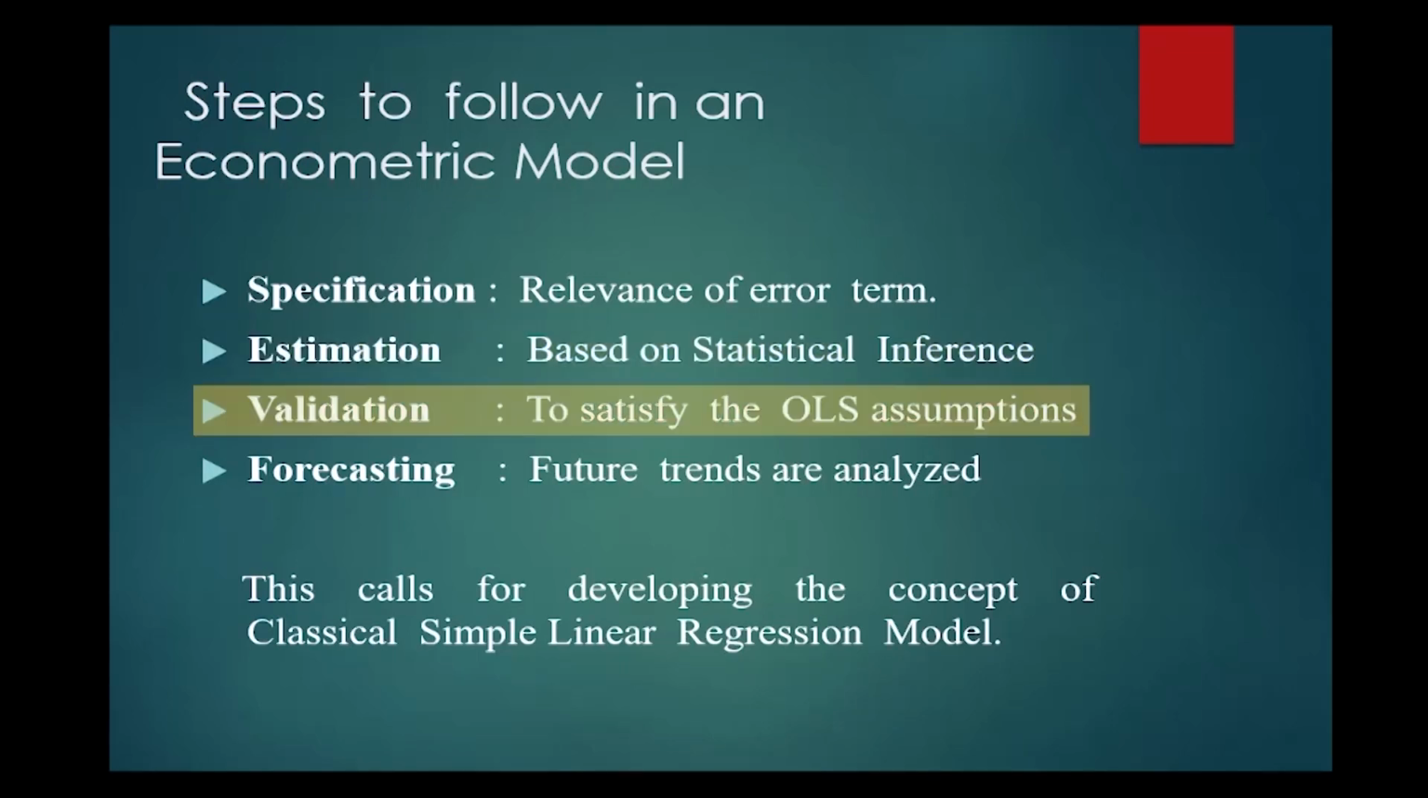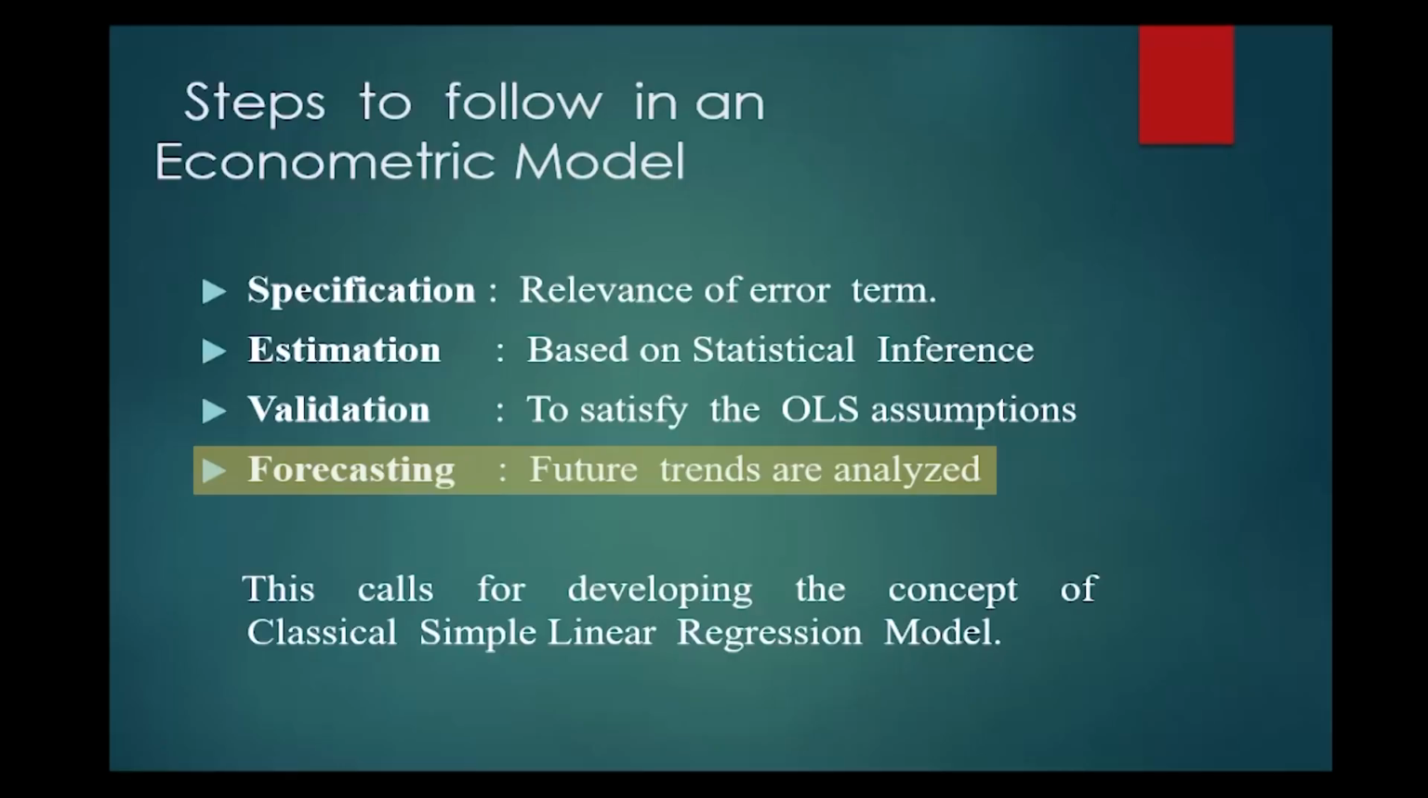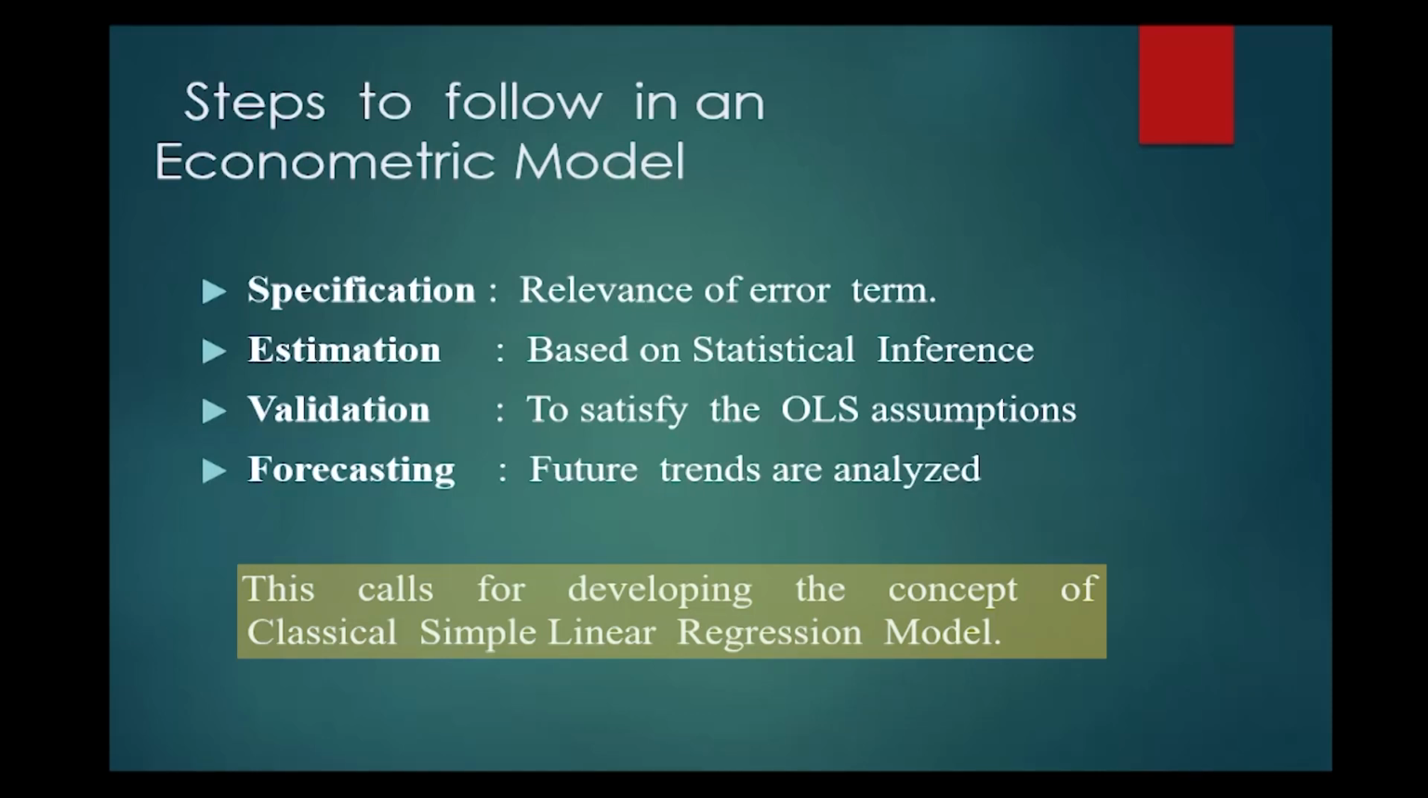This goes to the third step, which is validation. Whether the result is okay or not, whether the result is consistent or not, we need to validate the model. And this validation requires conducting some tests which make the result acceptable or not. And finally, we go for forecasting. So when we go for forecasting, we need to predict the future values. So this basically calls on the concept of developing a classical simple linear regression model.